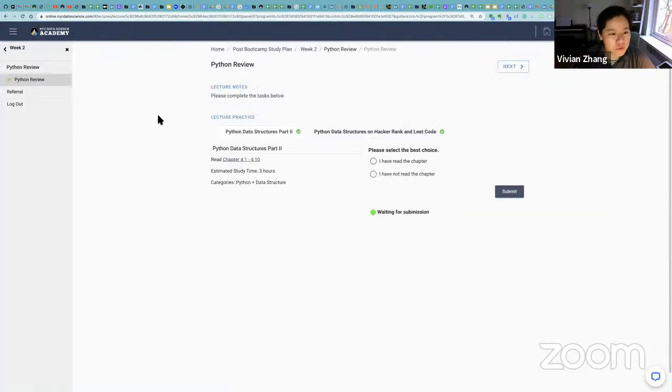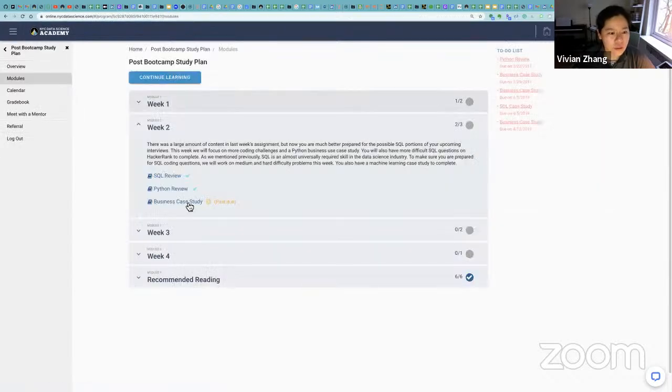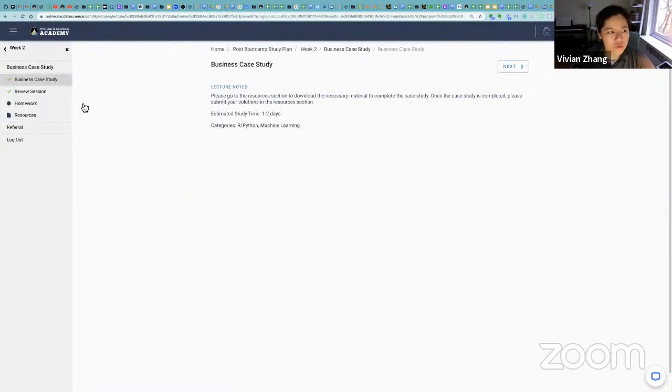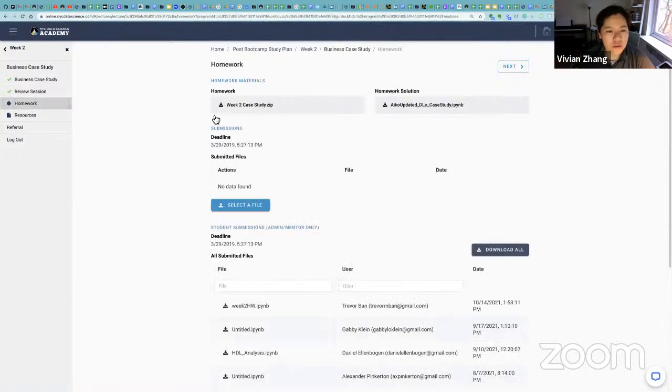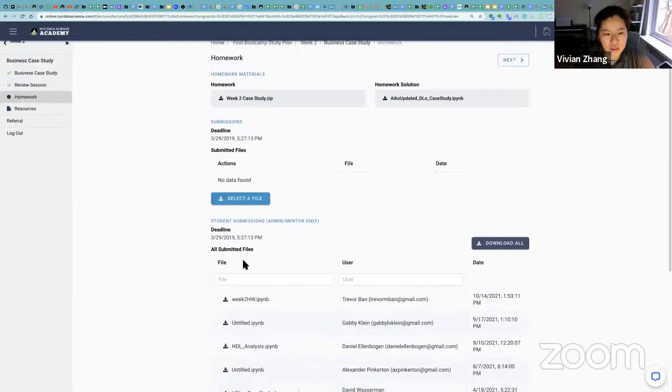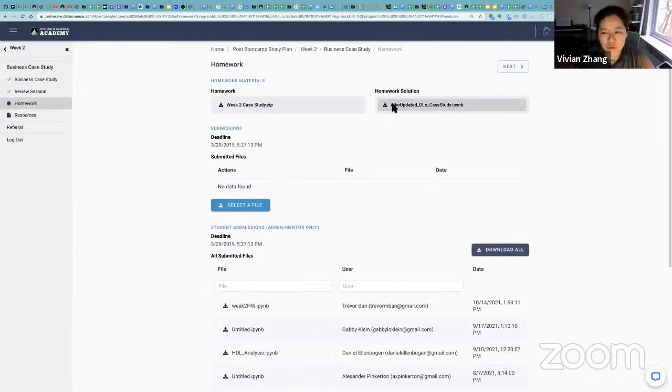The Python review will continue on data structures. We start from chapter 3.1 and finish at 4.10. And these are the two relevant questions, power sum and longest substring. We start to show you a few technical take-home challenges, so you can study the case study. Once you've done that and uploaded your file, you will be able to download the solution.